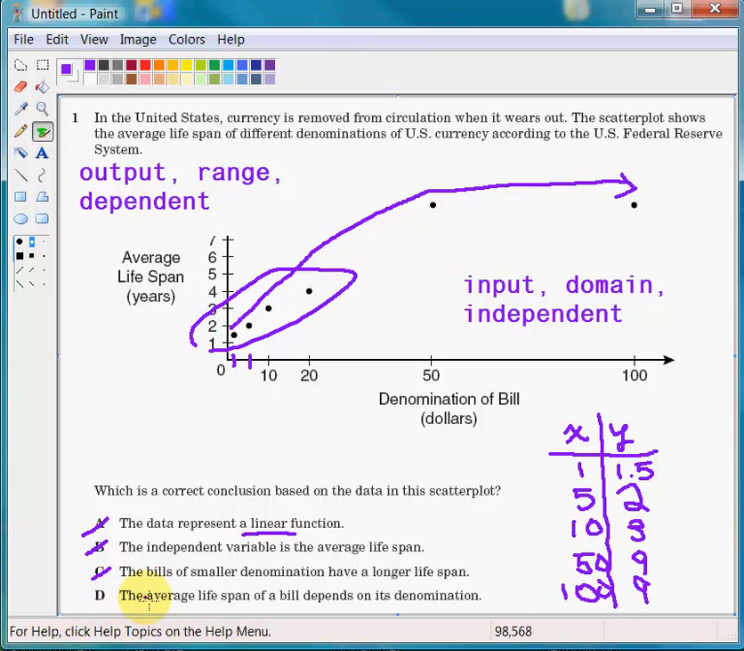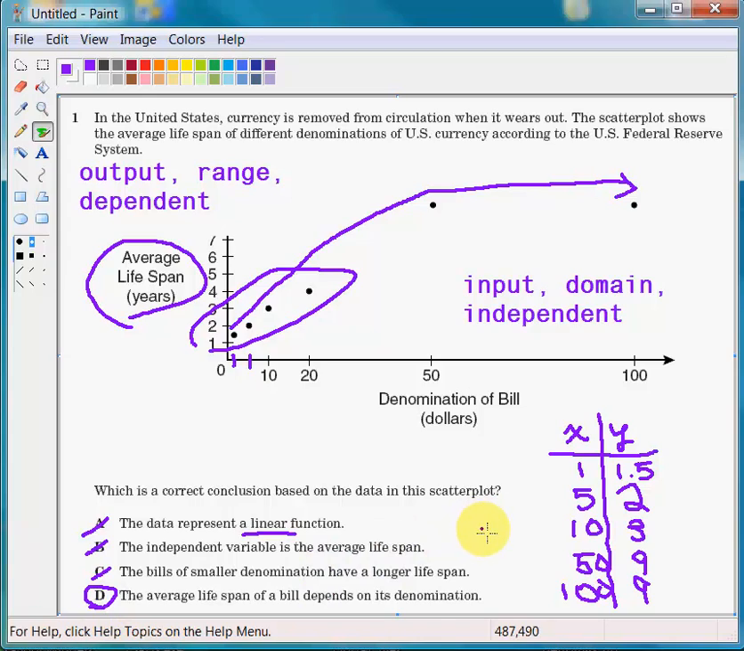And D, let's hope this is the right answer. The average lifespan of a bill depends on its denomination. So the average lifespan depends on denomination. Yes, this is our output. It depends on the input. Our range depends on the domain. The dependent depends on the independent. So yes, we agree with that.